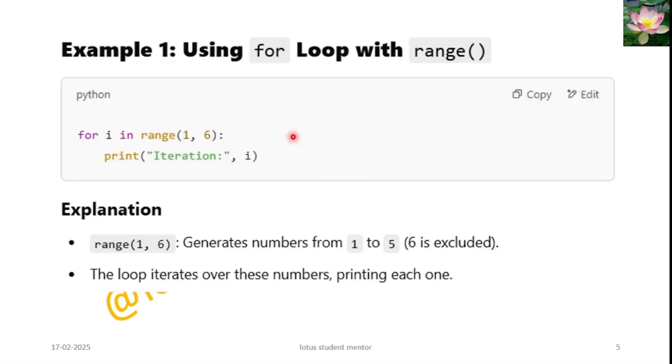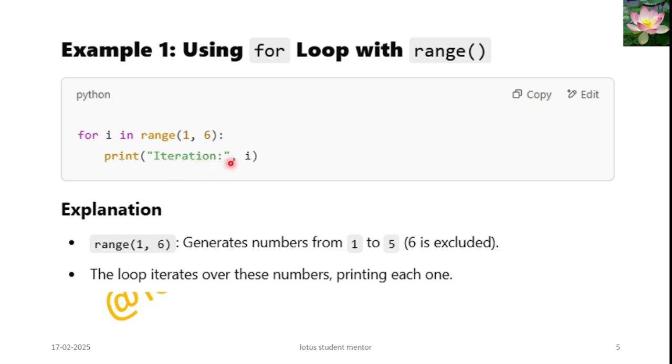Let us take examples of the for loop. There are 10 examples I am going to present, but in this video, part 1, we are going to present only 3 examples with practical demonstration. Example 1: using for loop with range, for i in range 1 to 6. The syntax of range is the initial value, the final value, and the increment. Here nothing is mentioned for the increment, so it becomes 1.